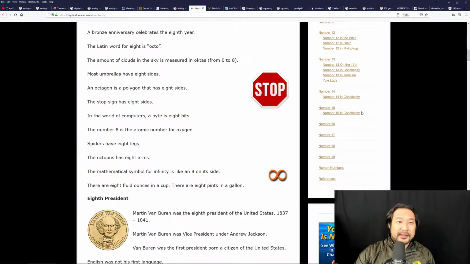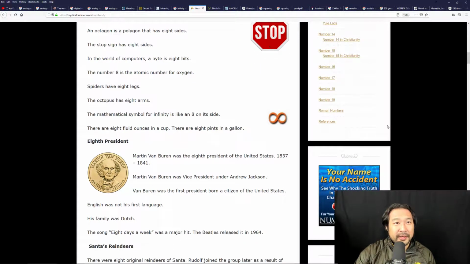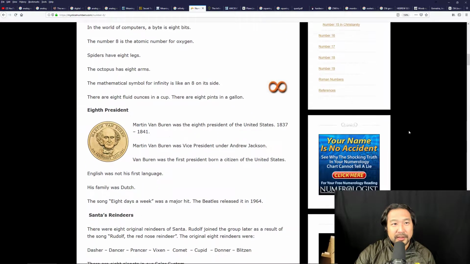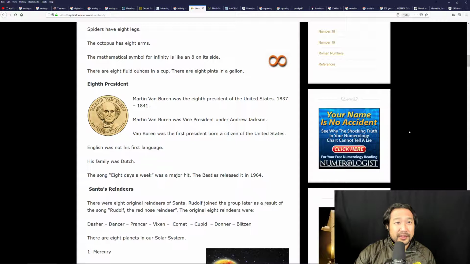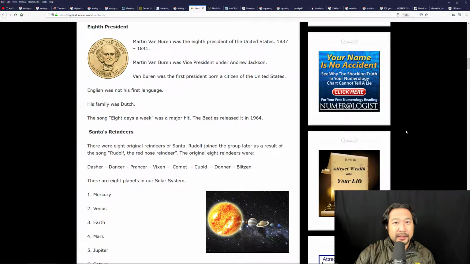A stop sign has 8 sides. Yeah, octagon. A polygon has 8 sides. In the world of computers, a byte is 8 bits. We know that. The number 8 is the atomic number for oxygen. Spiders have 8 legs. Octopus, 8 legs. Infinity. 8 fluid ounces in a cup, or 8 pints in a gallon. 8th president. Huh. What? Interesting. Oh, I see. Martin Van Buren was the first president born a citizen of the U.S.